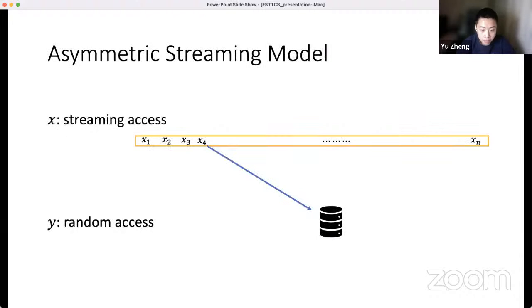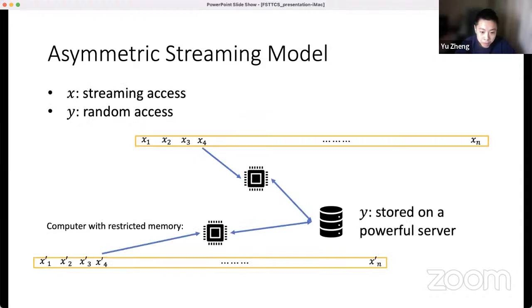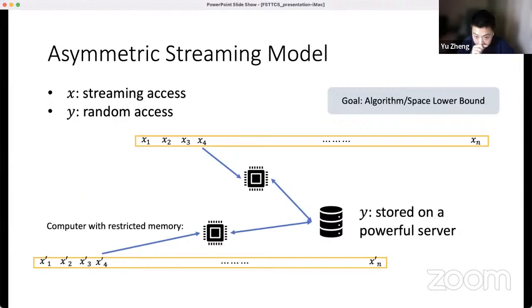Okay, and in our work we study a special model called the asymmetric streaming model. This model assumes that we have streaming access to one of the strings x and random access to the other string y. You can imagine the scenario where we want to compute the edit distance or LCS between y and many different strings x, and we can assume that y is stored on a powerful server, and the computation is performed on some less powerful nodes. So these nodes have streaming access to one of the strings x, and they can query y randomly by communicating with this powerful server. Our goal is to design better algorithms or prove lower bounds for this model.